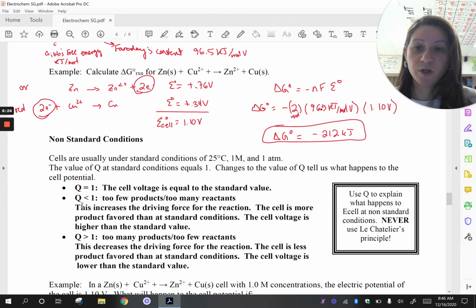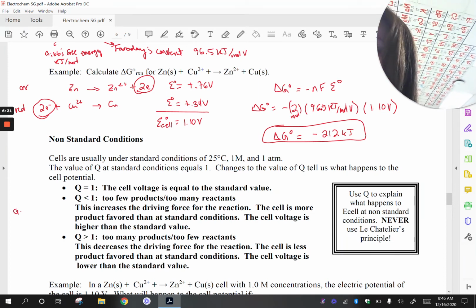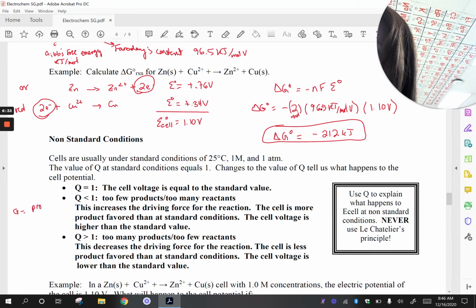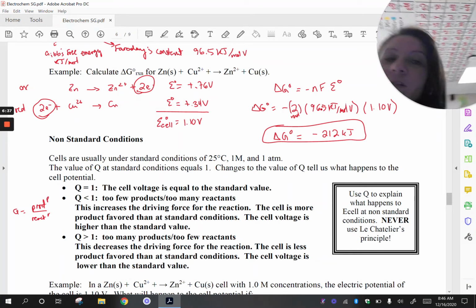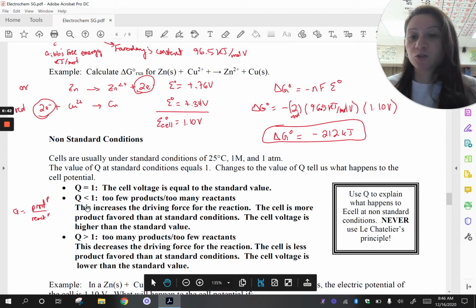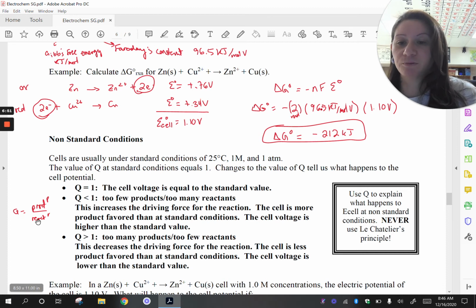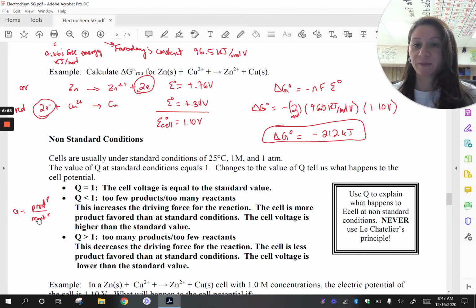If Q is smaller than 1, remember Q is the ratio of products to reactants raised to the power of their coefficients, right? Whether it's in terms of concentration or pressure. So if Q was smaller than 1, that means that you don't have as many products. Your products are too few, or your reactants are too many. So you don't have enough products.